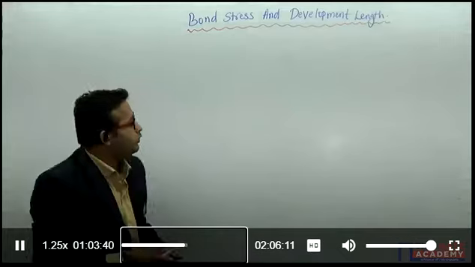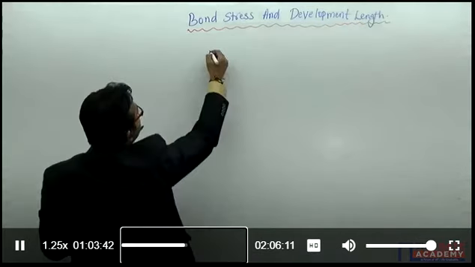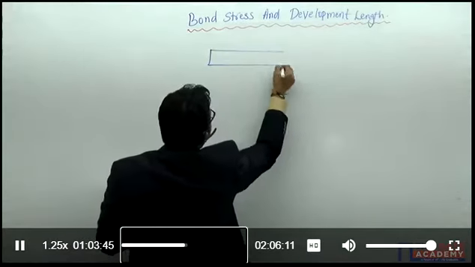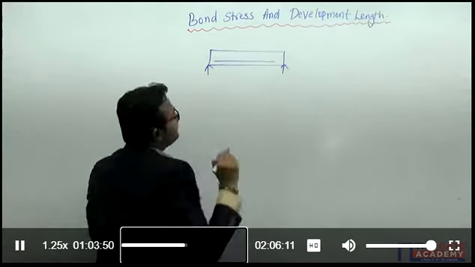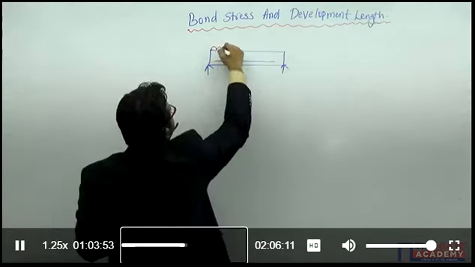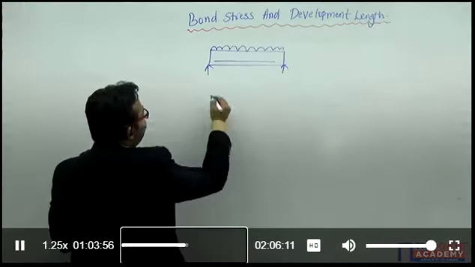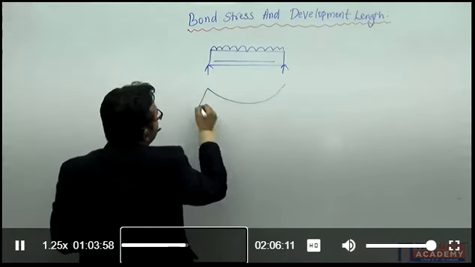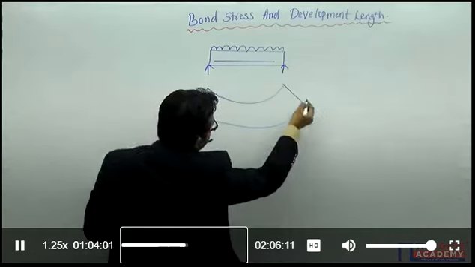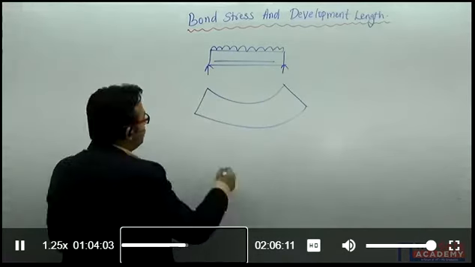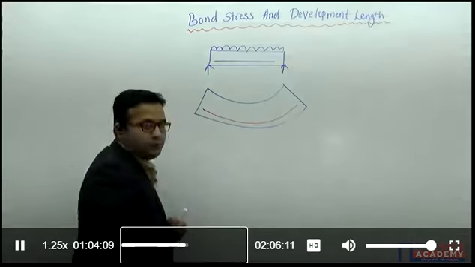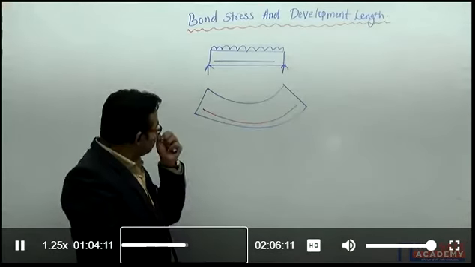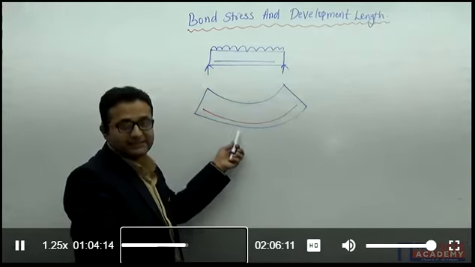Let's suppose this is the beam, and this is the reinforcement. I am applying one load, so definitely it will bend in the sagging form, and I will be getting this type of figure. I have provided the reinforcement in the bottom of the beam, below the neutral axis. Below the neutral axis, it will be taking all the tensile stresses.